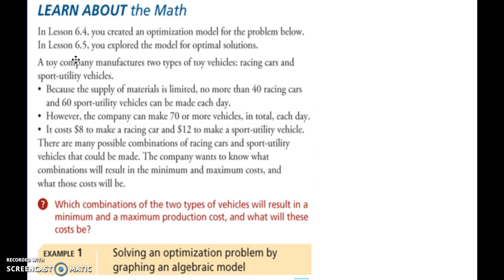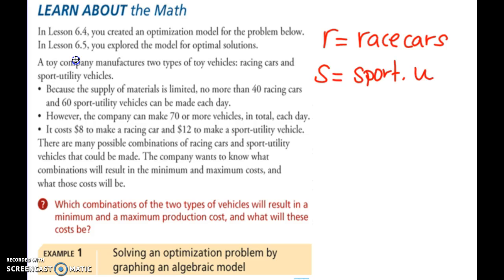Okay, we're going to look at this first example on page 336. And it is about a toy company who's manufacturing 2 types of toy vehicles, racing cars, sport utilities. So, what we're going to do first is we're going to let R equals race cars. And we'll say S is equal to sport utilities. Okay, so that is our step number 1.